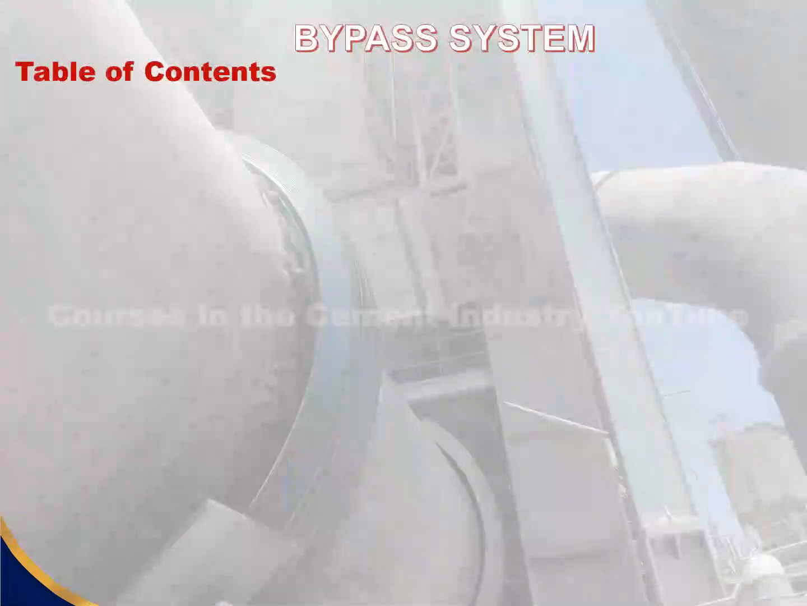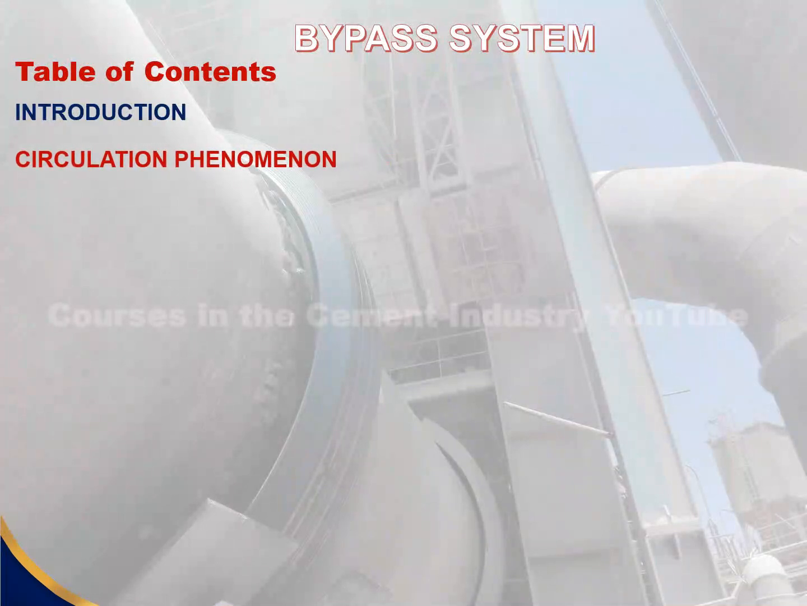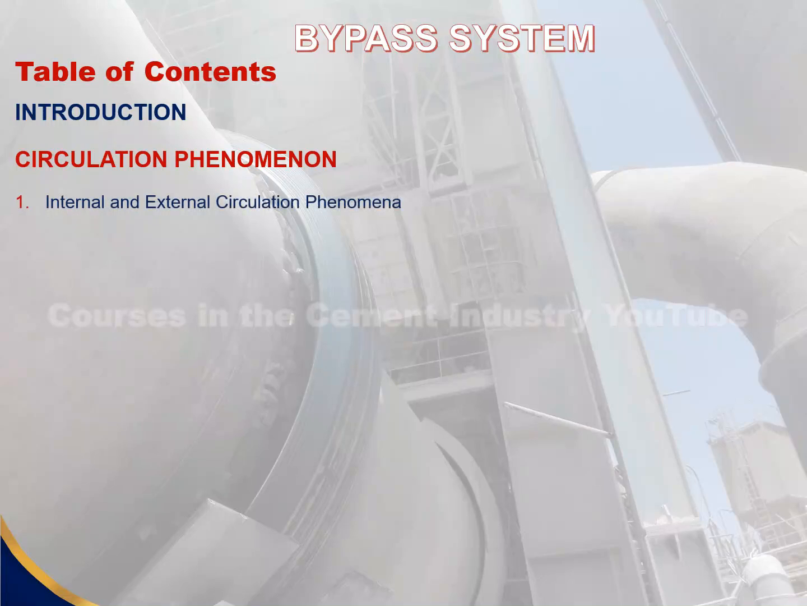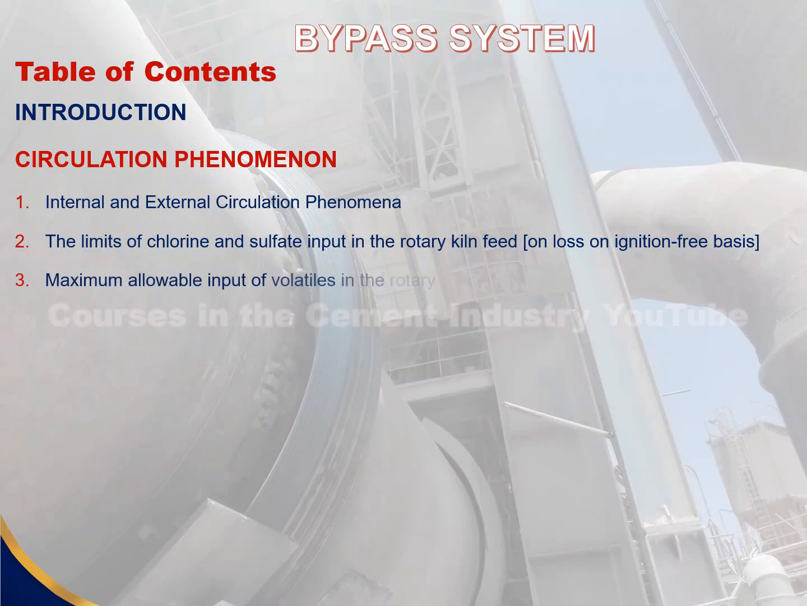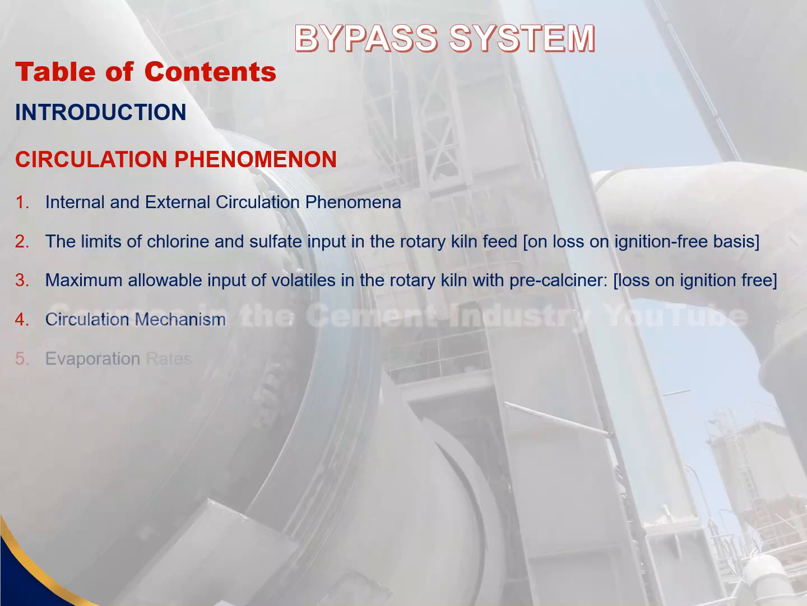Table of contents. Introduction. Circulation phenomenon. 1. Internal and external circulation phenomena. 2. The limits of chlorine and sulfate input in the rotary kiln feed, on loss on ignition-free basis. 3. Maximum allowable input of volatiles in the rotary kiln with pre-calciner, loss on ignition-free. 4. Circulation mechanism. 5. Evaporation rates of different elements.